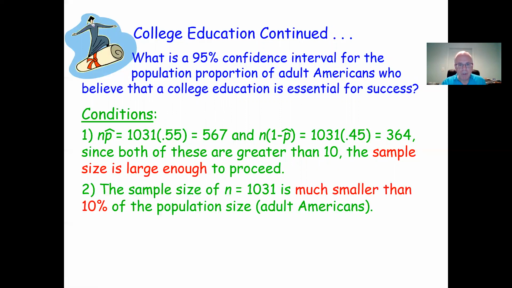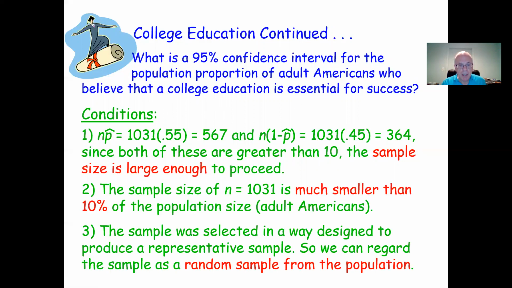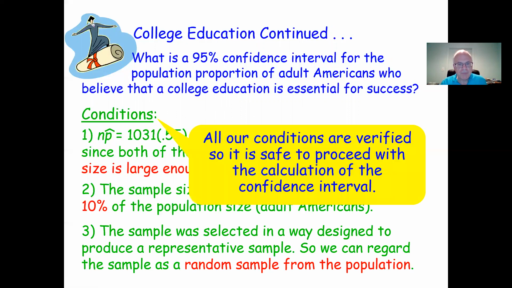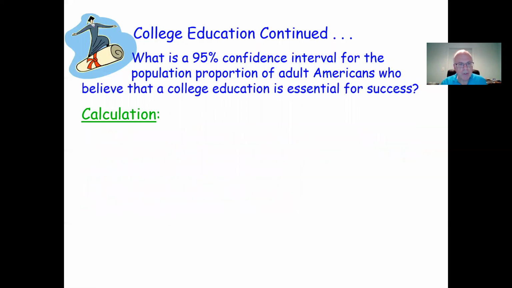The other condition, of course, is that the sample size is much smaller than 10% of the population size, which it is in this case. And the third condition is that we got this sample from a random sample. In other words, we use some sort of random sample procedure, such as simple random sample or cluster random sample, stratified random sample, one of those. All right, so we met all the conditions. Now we can use the procedure.